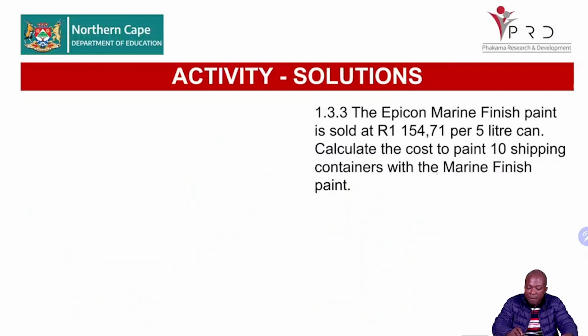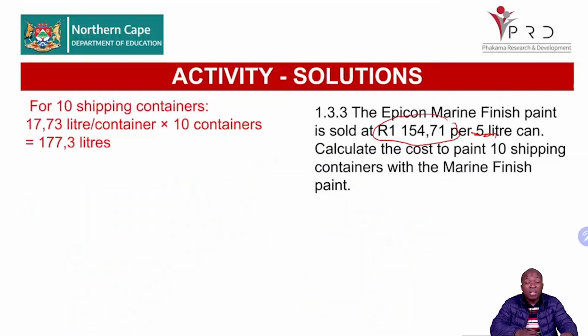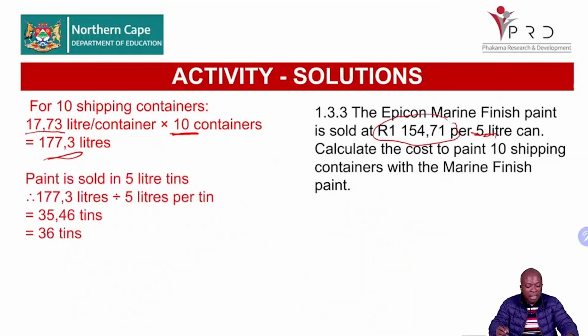So now we go to 1.3.3. Remember, the examiner says every 5 liter can is 1,154.71. So they want us to buy the paint. Remember we have 17.73 liters, which we are going to buy as 18 liters, by the way. We need to paint 10 containers, so that would be 177.3 liters. So here is the problem. The paint is only sold in 5 liter cans. Therefore, we need to know how many 5 liter cans we need. So what do we do?